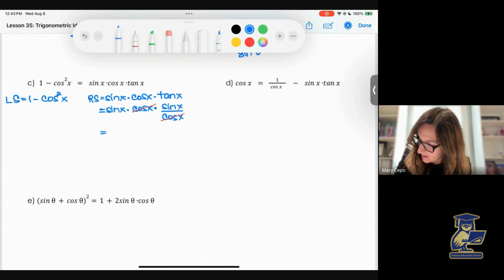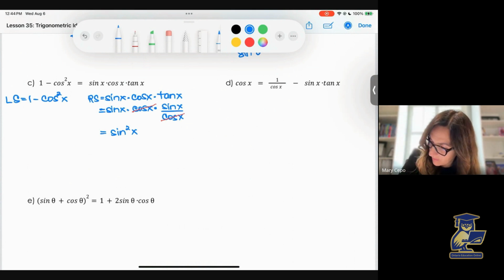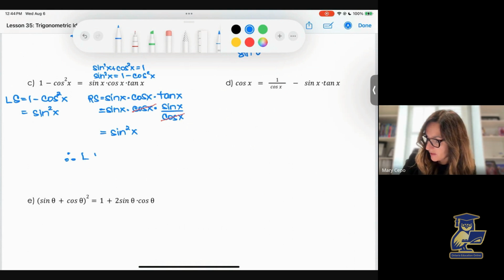And we're left with sine x times sine x, which is sine squared x. Now, we know using Pythagorean identities, if sine squared x plus cosine squared x is equal to 1, sine squared x would equal 1 minus cosine squared x. So if we work on the left here, we can say that is equivalent to sine squared x. So therefore, the left side is equal to your right side.